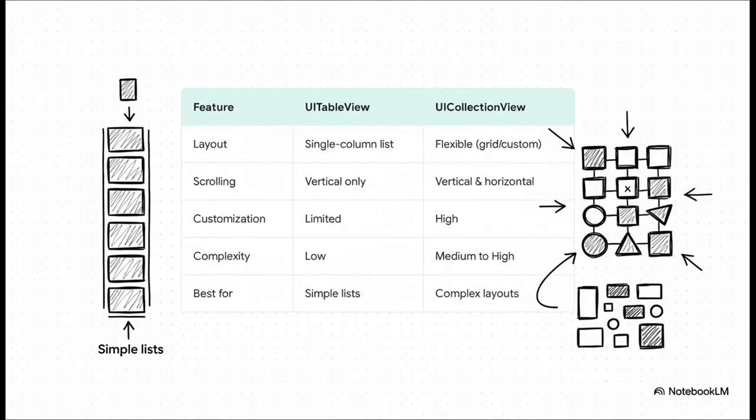And there it is. See? For layout, you've got single column versus flexible. For scrolling, it's vertical only versus vertical and horizontal. Customization, it's limited versus high. And that directly leads to complexity, where table view is low and collection view can get pretty high. And that all leads back to what they're best for, simple lists versus complex layouts. It all just lines up perfectly.